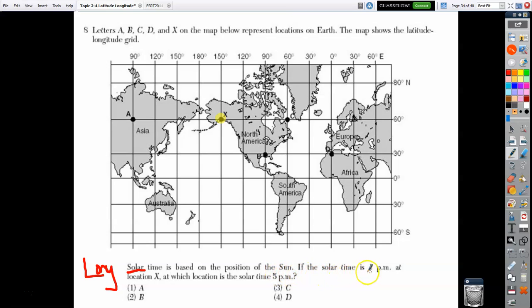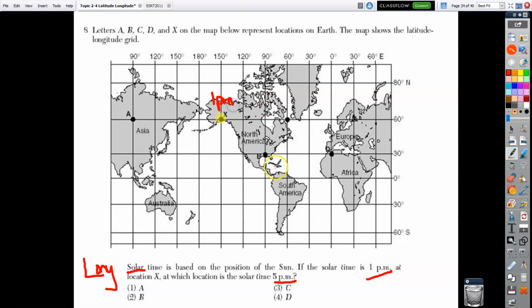If it is 1 p.m. at X, at which location is it 5 p.m.? So I know it's 1 o'clock at X. I'm looking for where it's 5 p.m. So what I like to do is I go right up to the map, and on a Regents, right on the question, put it right on it. So I know at X it's 1 p.m.